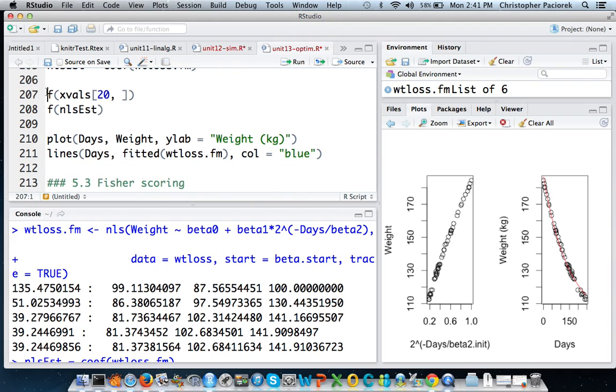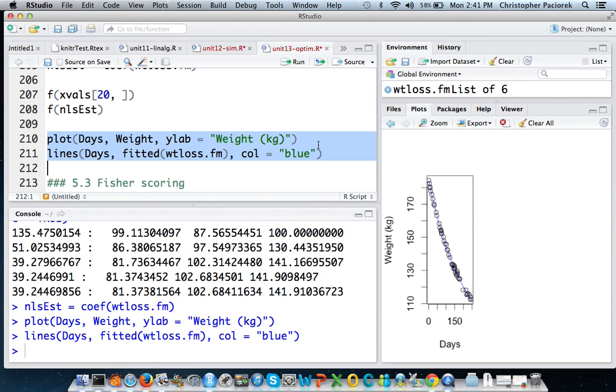Okay, and we can then go ahead and just plot the fitted values and see if we've done pretty well. In this case, it looks like this model fits quite well to the data. The blue curve pretty much goes straight through most of the observations. Okay, any questions about that?